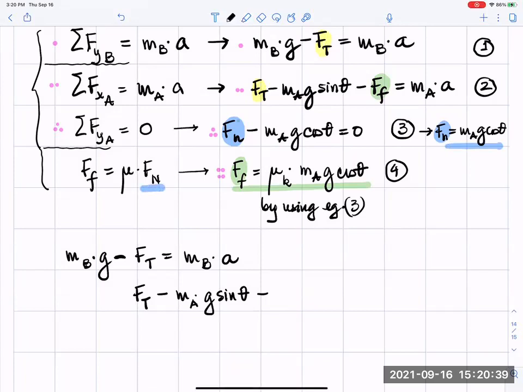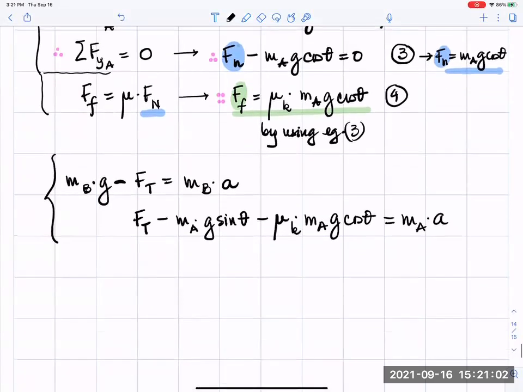All right. So now in equation number 2, I have minus force of friction. Instead of force of friction, I'm going to put equation 4, which is mu k times the mass of body A, g cosine of theta. This is all equal to M A times the acceleration of the system. And the reason I wrote them underneath each other is because of the elimination method, if you remember, I'm going to add this vertically.